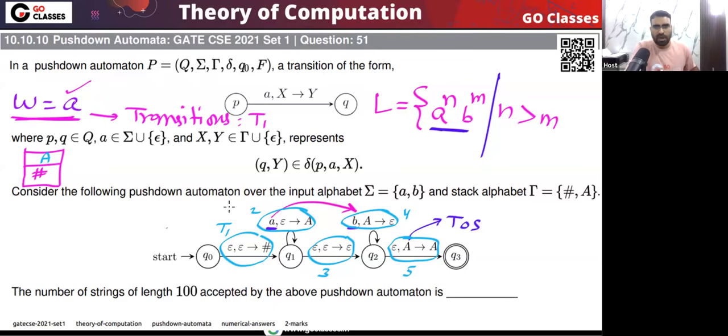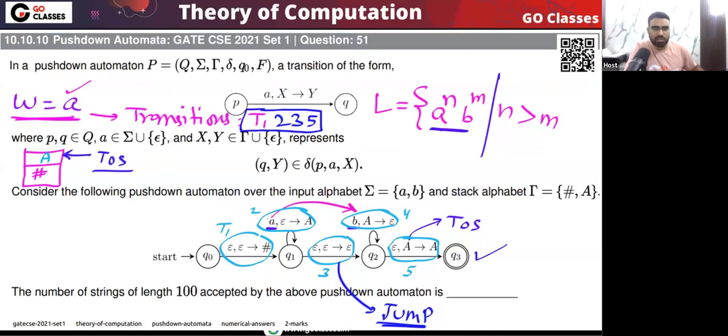And then what will you do? After transition T1, you will take transition 2 and push the symbol A on the stack. Then you can take transition 3, which is just a jump without changing the stack or the input string. You are just jumping from Q1 to Q2. There is no B in the string, so now I can take transition 5. The transitions are T1, 2, 3, 5. I can take transition 5 because on top of the stack I already have A. So I can go to the final state, and this string will be accepted.